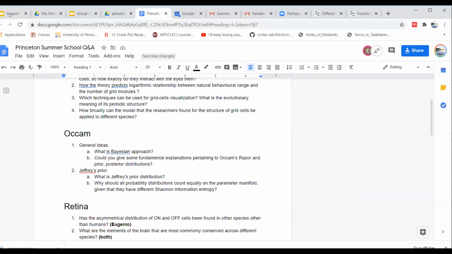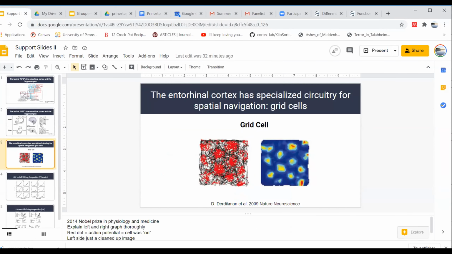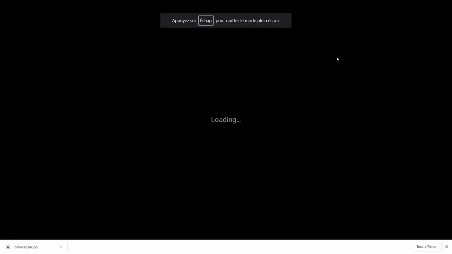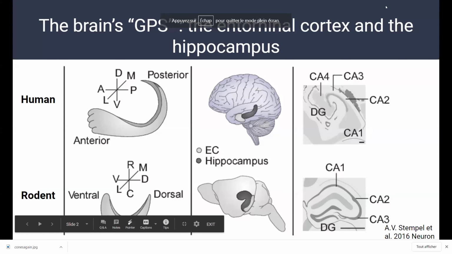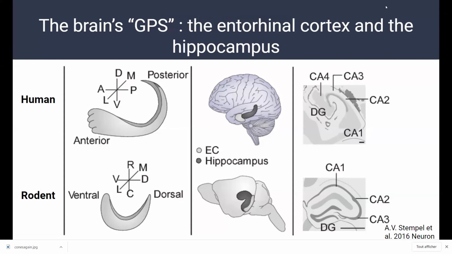And then, how broadly can the model be applied to different species? So I'll come back to this image. That's a great question. The majority, again, of the work in grid cells has been done in rodents. There has been some work in bats, which is really exciting. Recently, I think there's started to be some work in birds, and there's very little in primates and humans.